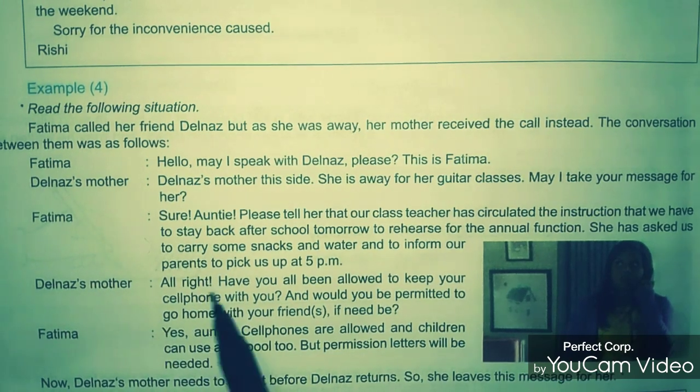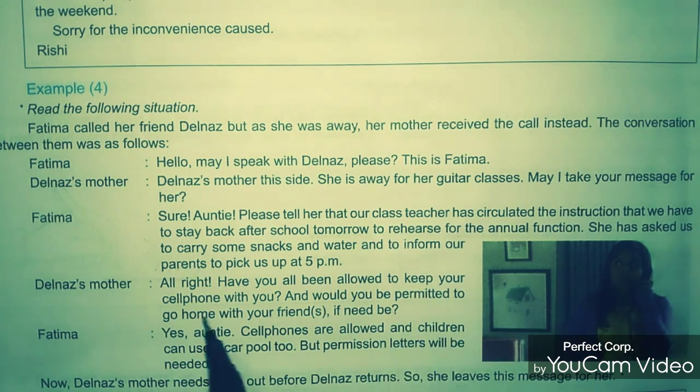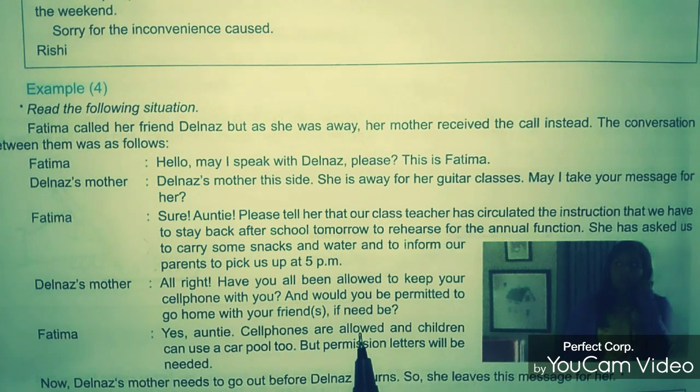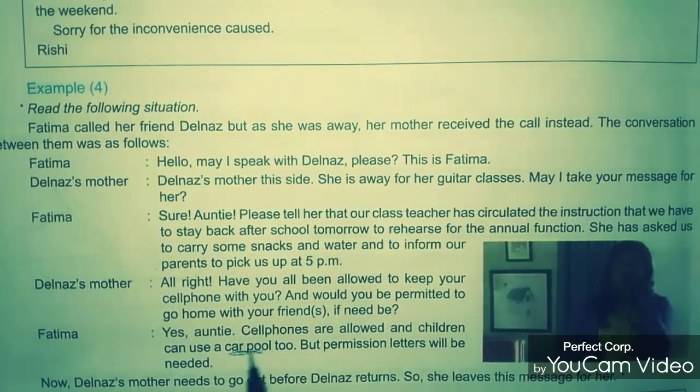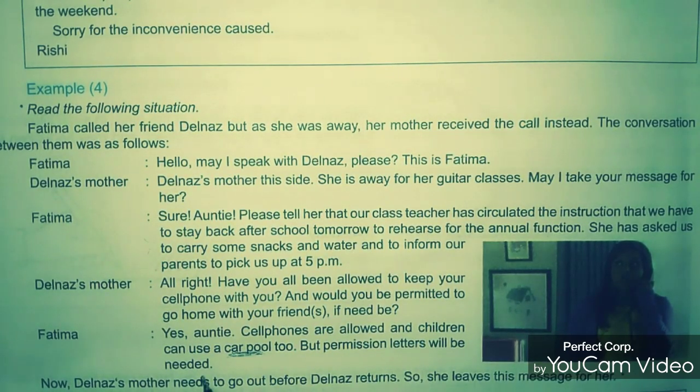Dilnaz's mother: All right, have you all been allowed to keep your cell phones with you? And would you be permitted to go home with your friends if need be? Fatima: Yes, auntie, cell phones are allowed and children can use a carpool too. Carpool means they can share one car and all together they can come by one car. But a permission letter will be needed. But parents' permission letter will be needed that they can come with their friends.